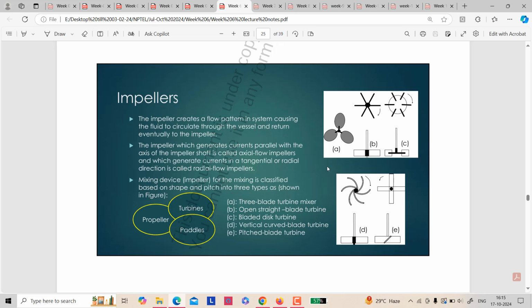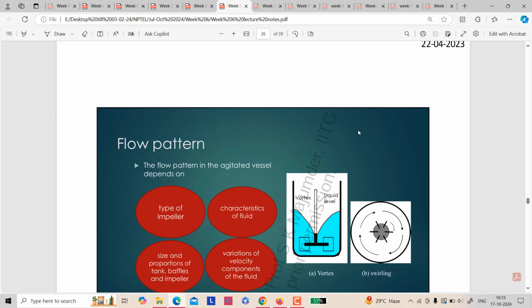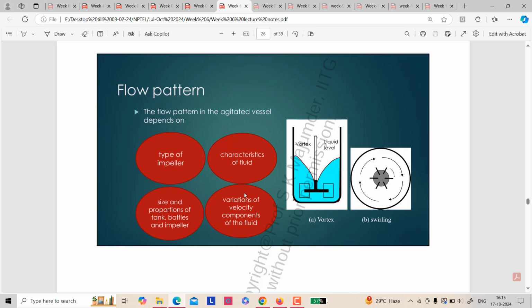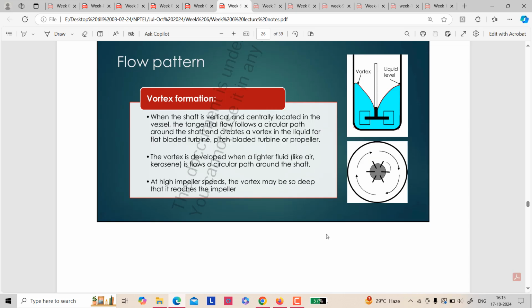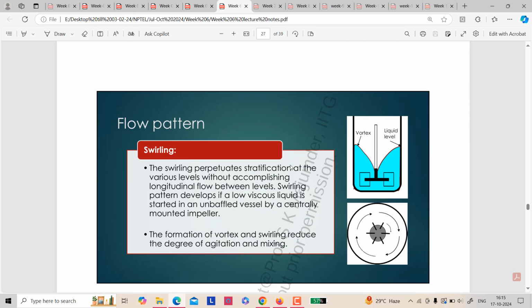These are the shapes of the impellers. What type of flow pattern will be generated in the agitated vessel can be quantified by the type of impeller, characteristics of the fluid, size and proportions of the tank, baffles and impellers, and finally variations of velocity components of the fluid. This is the flow pattern, that is, the vortex formation pattern, the swirling pattern.